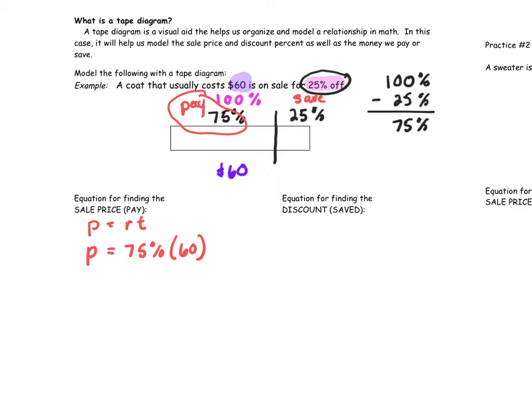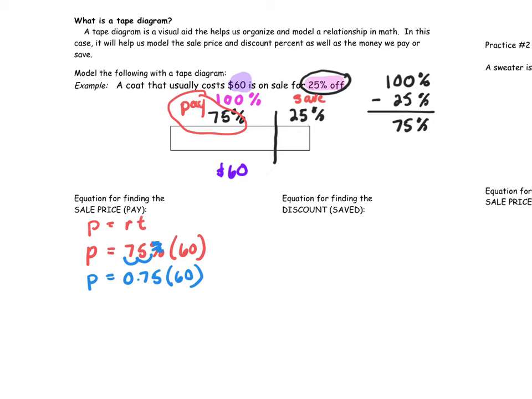So doing what we've done in past lessons, we're going to convert this to a decimal. And so now my equation is 0.75 times 60. So if you want to stop and use your calculator, that'd be great.